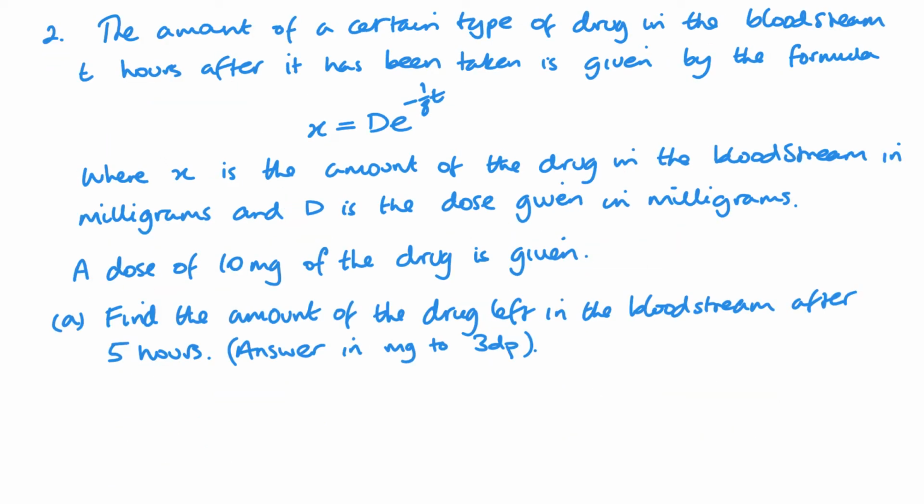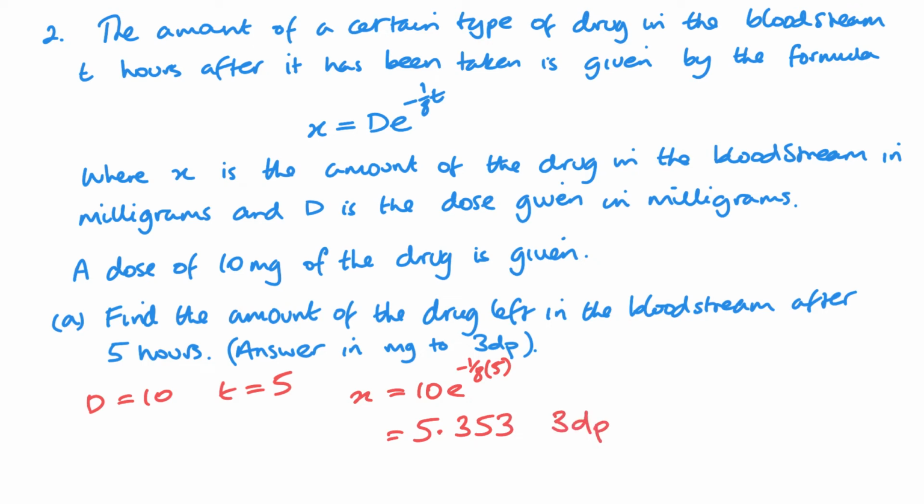So in this question, we've got the formula x = De^(-t/8), and we can see that a dose of 10 milligrams is given, and our time t is equal to 5 hours. So this is just a matter of substitution and using my calculator. And this gives me 5.353 correct to 3 decimal places, which is what the question wanted.